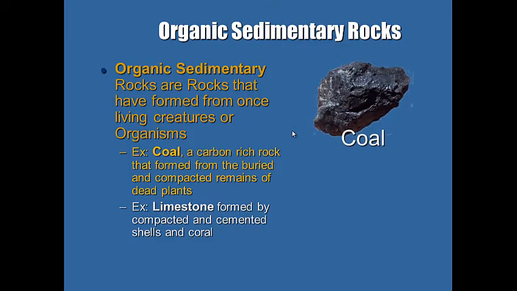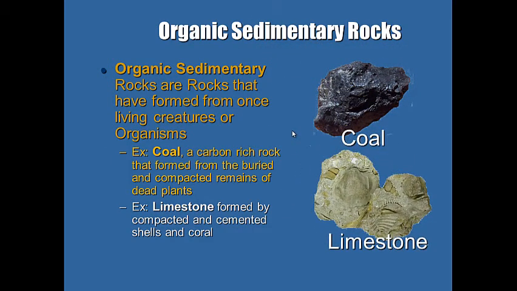All right, so the first one we're going to look at are organic sedimentary rocks. So we need to finish sedimentary rocks here. Organic sedimentary rocks are rocks that have formed from once living creatures or organisms. For example, coal is a rock that we burn for energy. Many of our homes get their energy from a rock called coal. Coal is a carbon-rich rock that formed from the buried and compacted remains of dead plants. Limestone is a rock that formed from compacted and cemented shells and coral over here. So it formed from once living things.